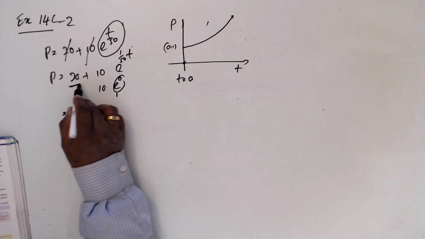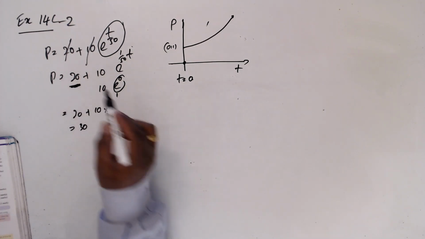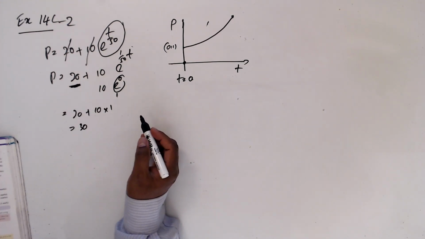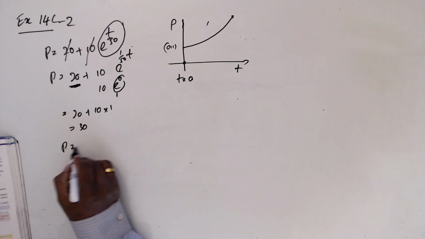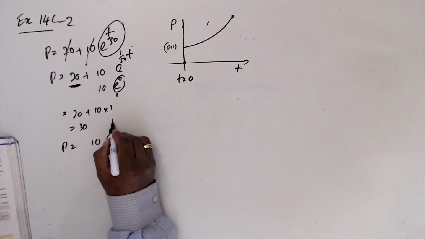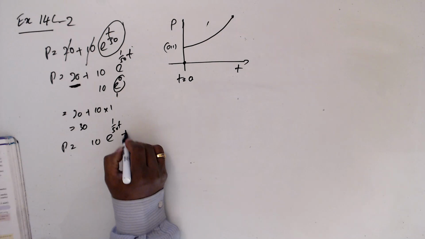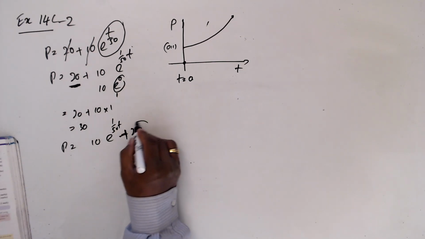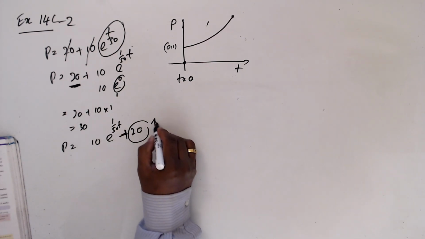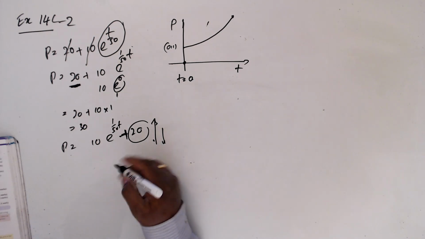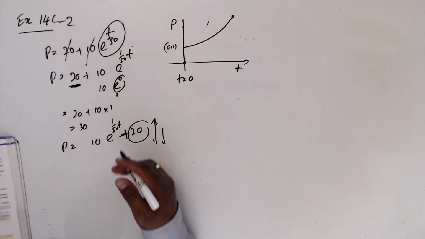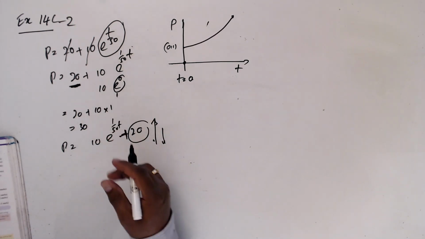And also we can see that this is 20. It means I can write this one as 10 e^(1/50 T) plus 20. So when you look at this part, we can see that there is a translation to this graph.